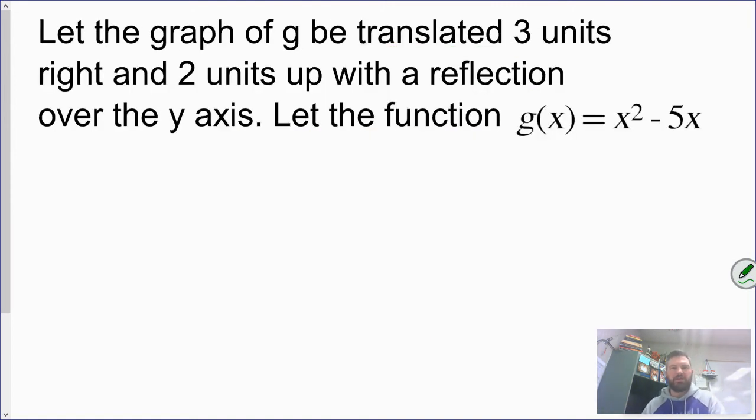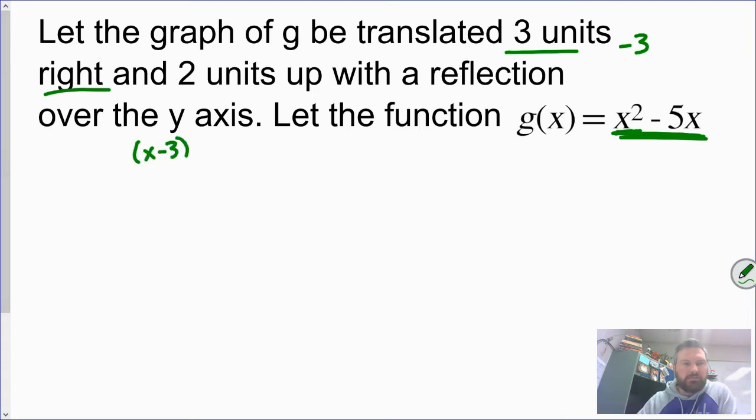Let the graph of g be translated 3 units right and 2 units up with a reflection over the y-axis. Okay, so this one changes just a little bit because now this is the function that I have. Okay, it's not the x squared parent function. So we have to remember that when I translate left and right, that number goes inside of the function. Okay, and it will actually be a minus 3 inside of the function. So we'll have x minus 3 inside of the function, but then this 2 units up goes outside the function as a plus 2.